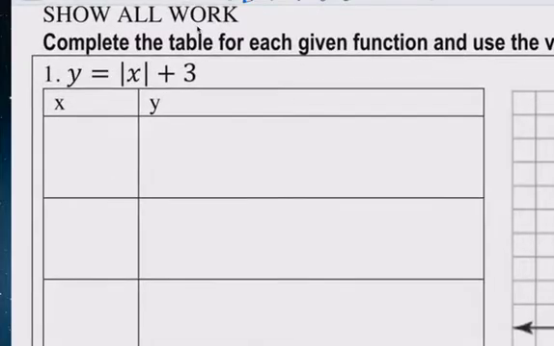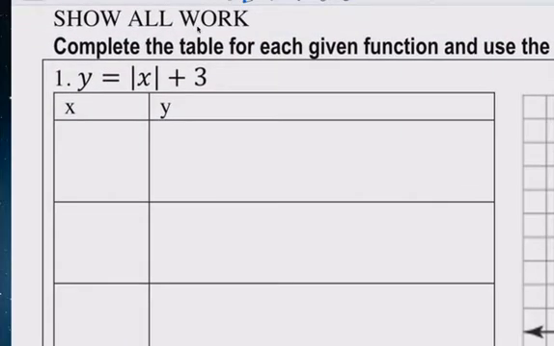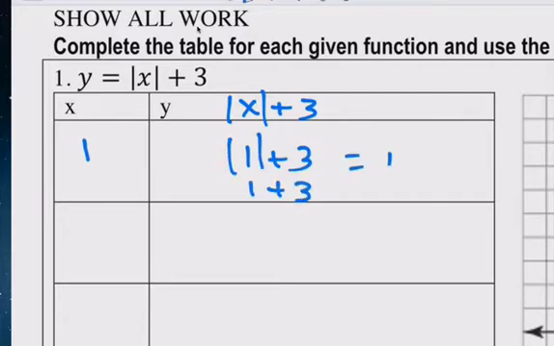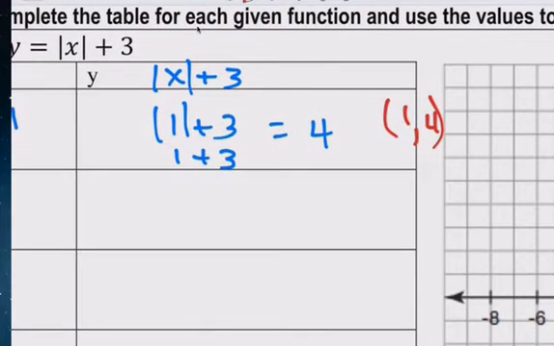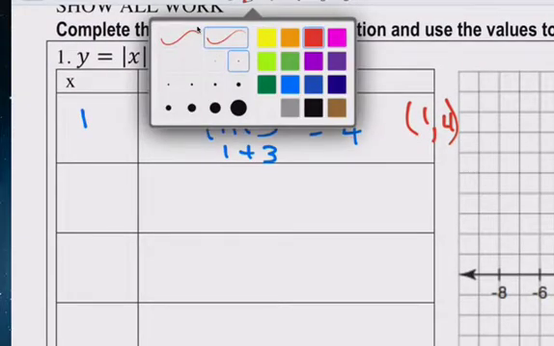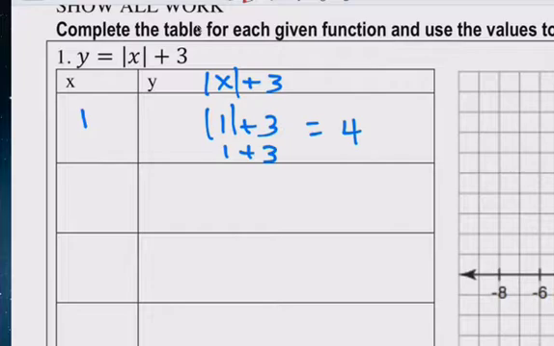Okay? So this is telling you, I didn't give you a number, you pick numbers yourself, what x can be. I'm going to pick x is 1. If x is 1, what is my answer going to be? Well, the absolute value of x plus 3: the absolute value of 1 is 1, plus 3. My output is 4. So my ordered pair, in order to graph, you have to have an ordered pair, is 1, 4. Input 1, output 4. I'm going to erase this because I'm going to need it to graph. So I'm just going to write here 1, 4.